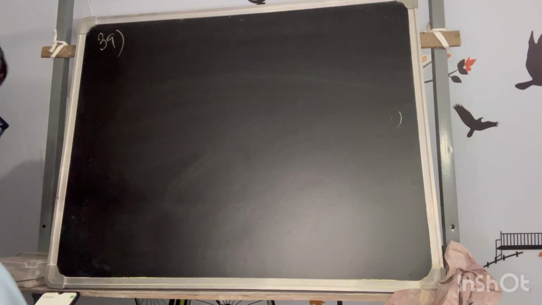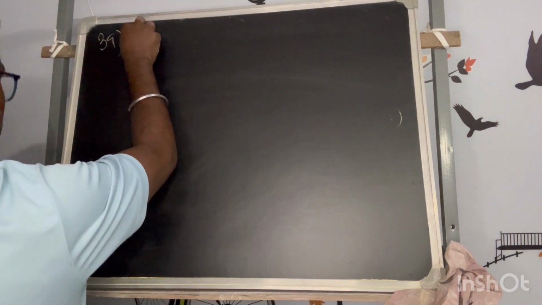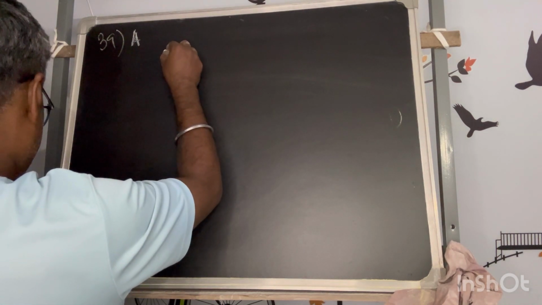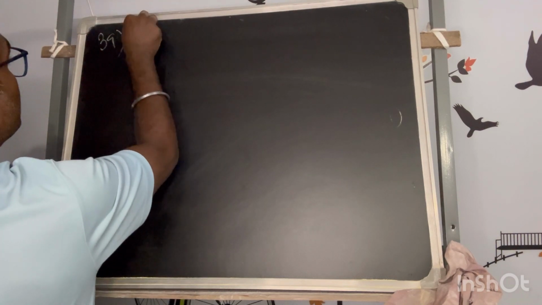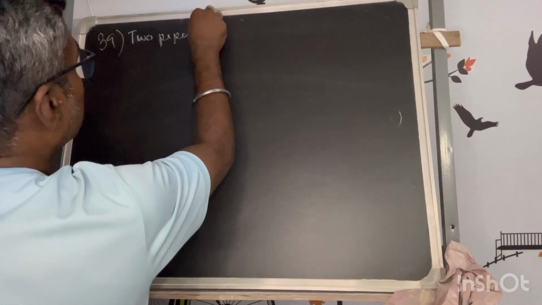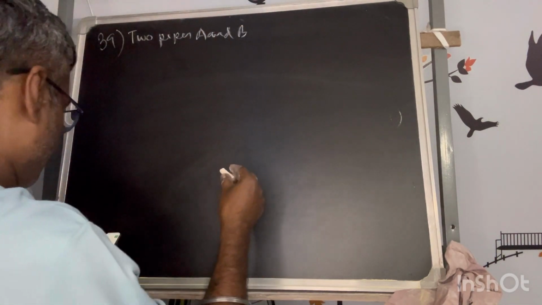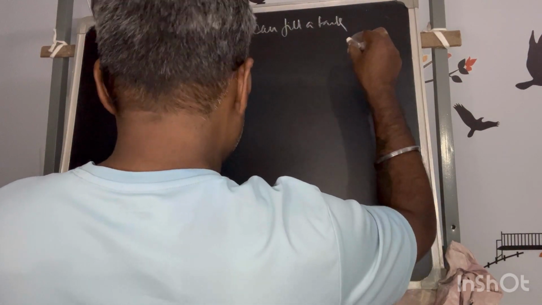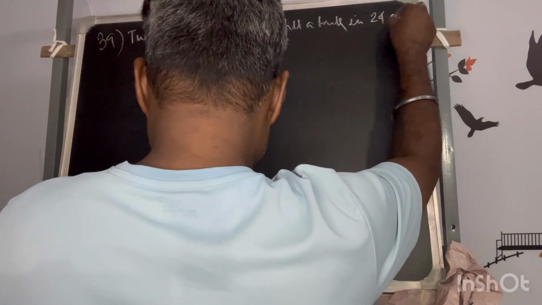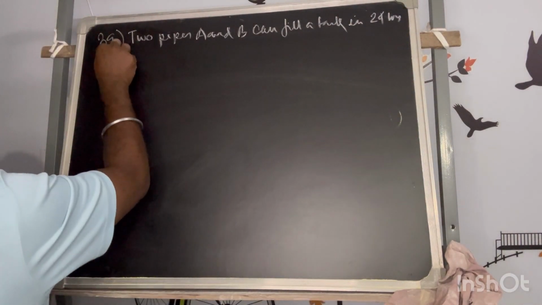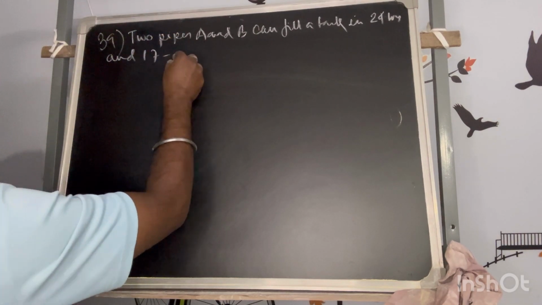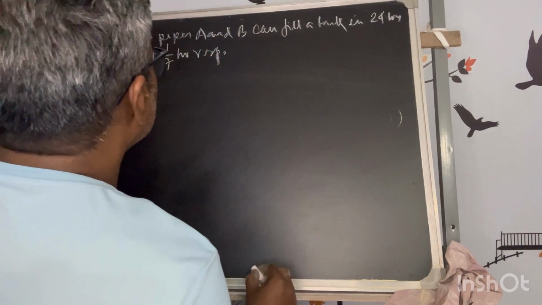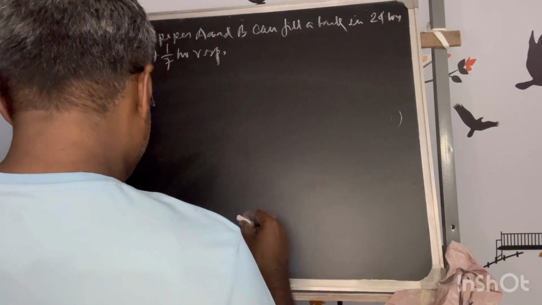2 pipes and we can fill a tank in it. Okay, let me take this. This is a very lengthy problem, but still I will take this. 2 pipes A and B can fill a tank in 24 hours and 1 by 7 hours respectively. Okay, fine.